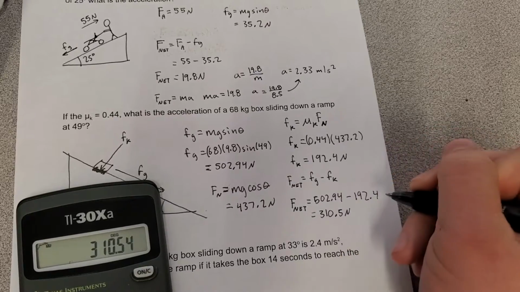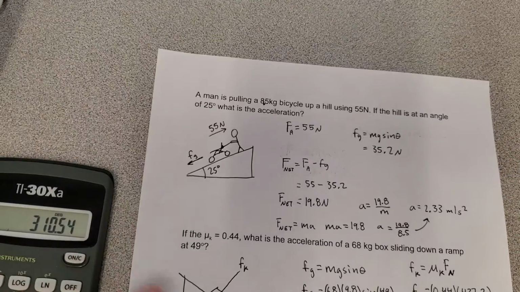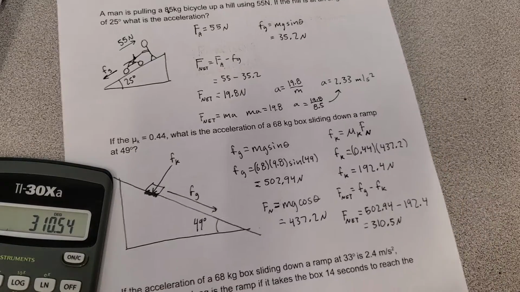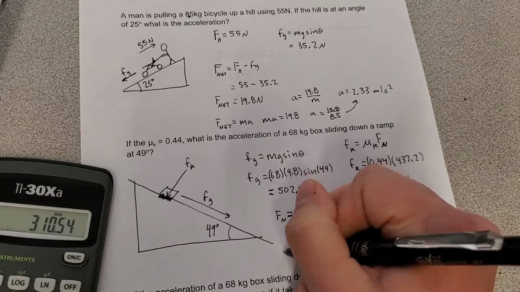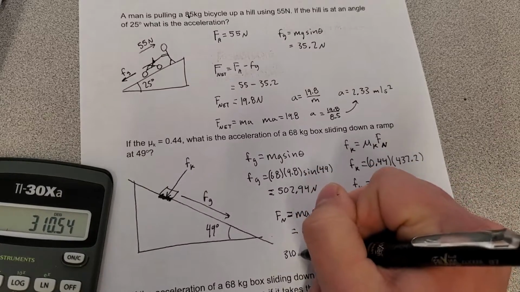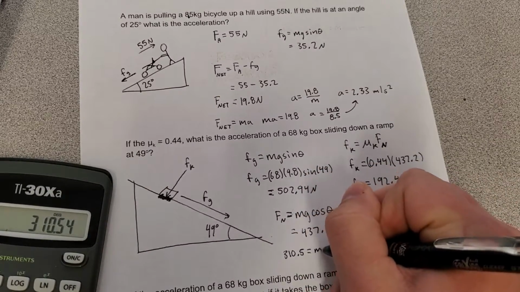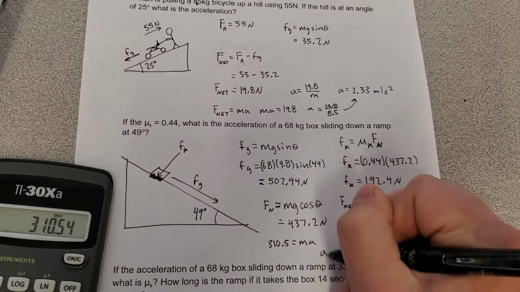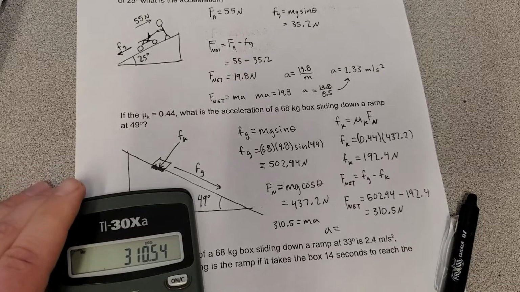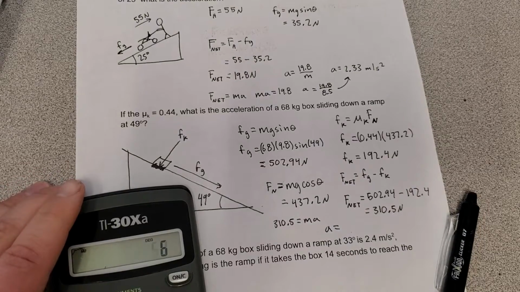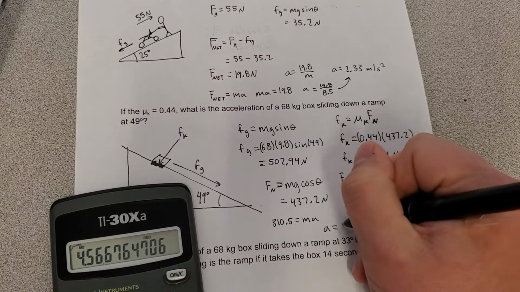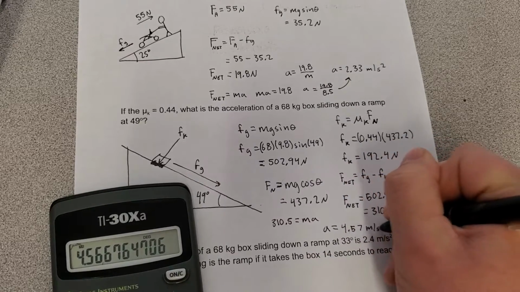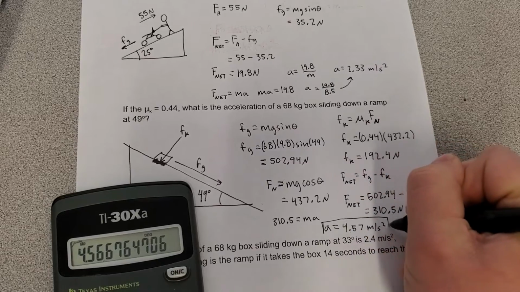That equals 310.5 newtons. And like we did earlier, since our F net is equal to ma, we set 310.5 equal to ma to get our acceleration. If we divide this by the mass, 68, we get an acceleration of 4.57 meters per second squared.